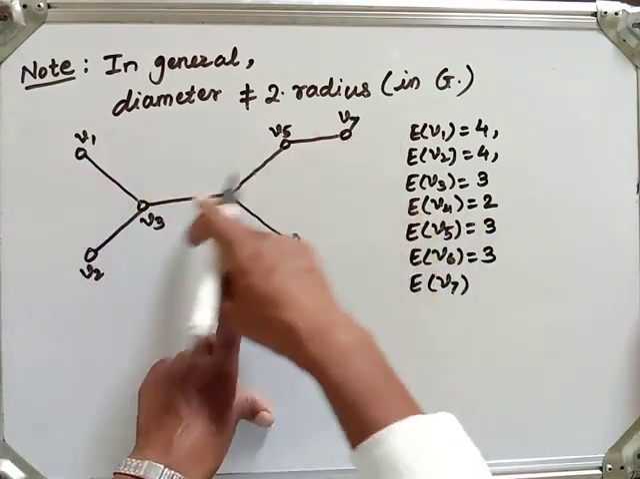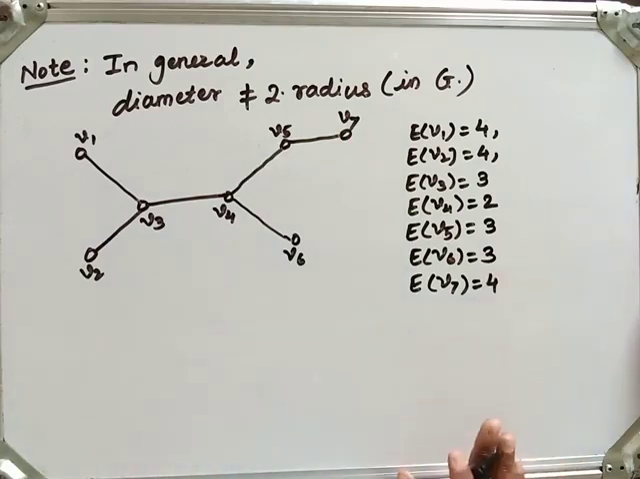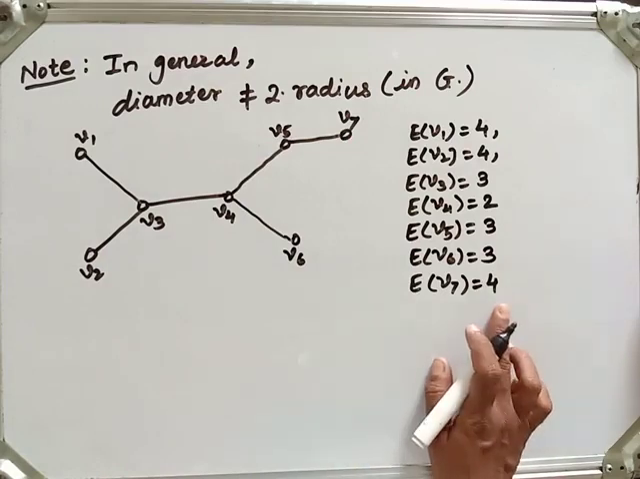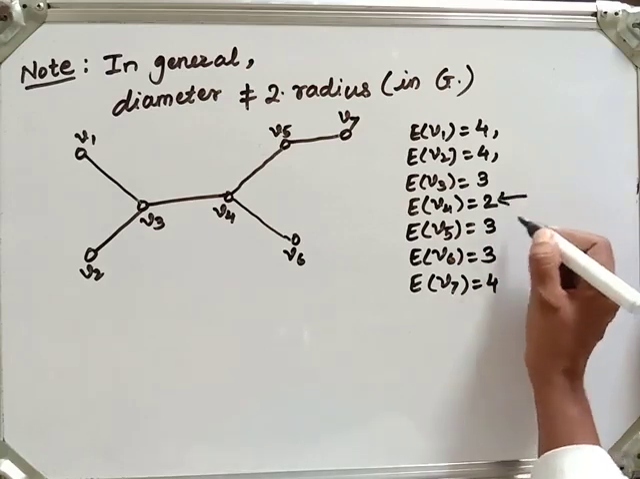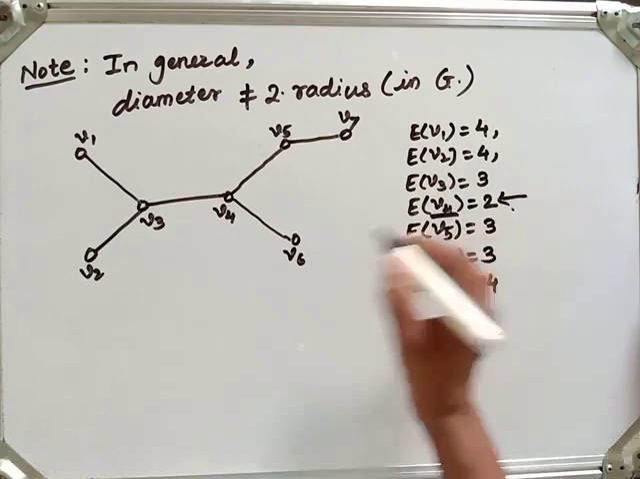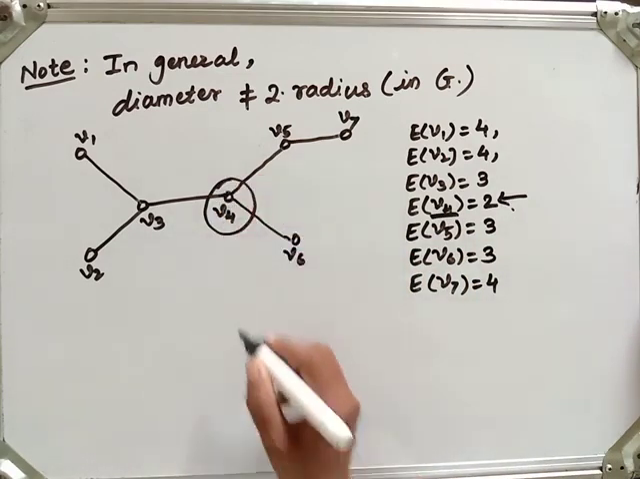V7, from V1 it is 4, from V2 it is 4. So maximum is what? 4 here. So maximum eccentricity is 4 here, right? So that is what? A diameter. Now what is minimum eccentricity? So this is minimum eccentricity. This V4 having minimum eccentricity, so this V4 will become a center of this graph.